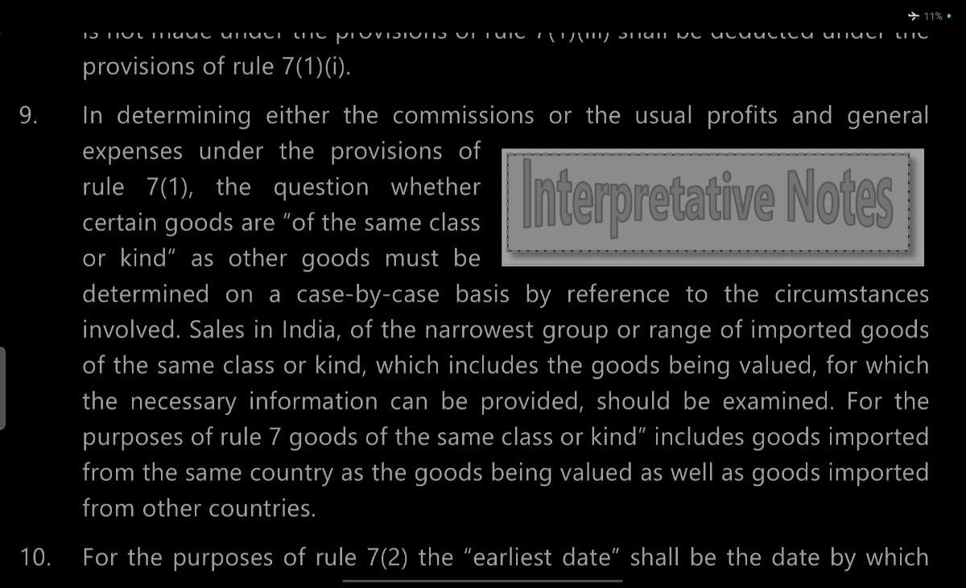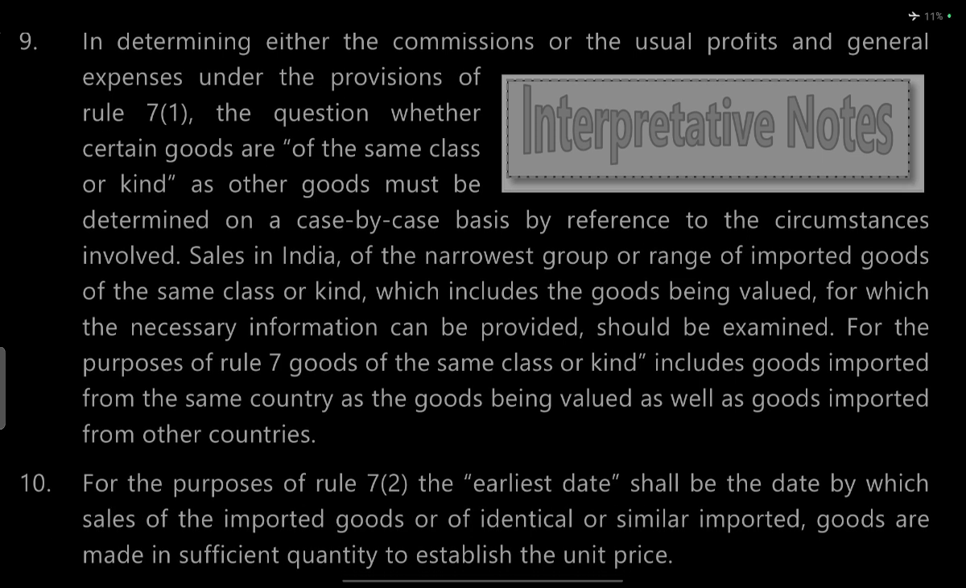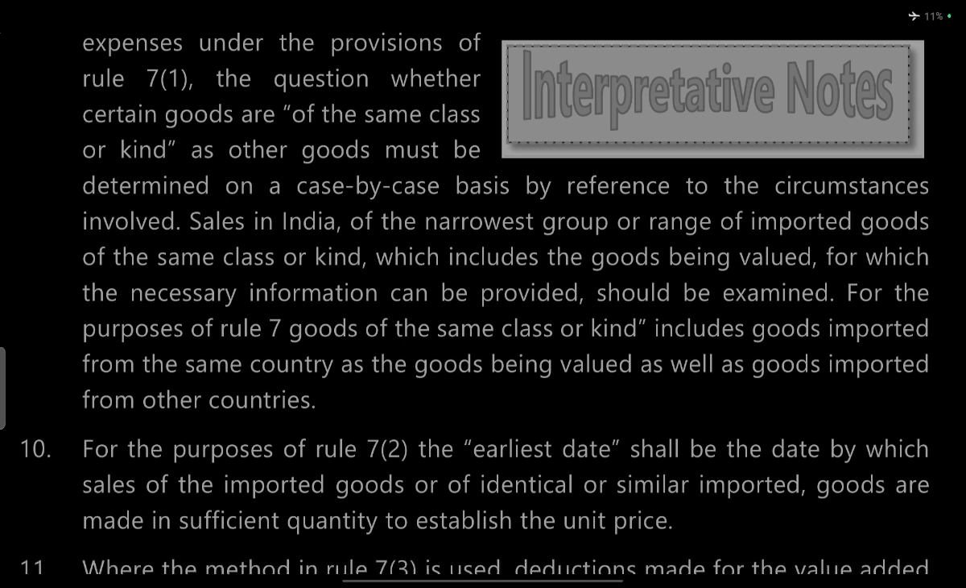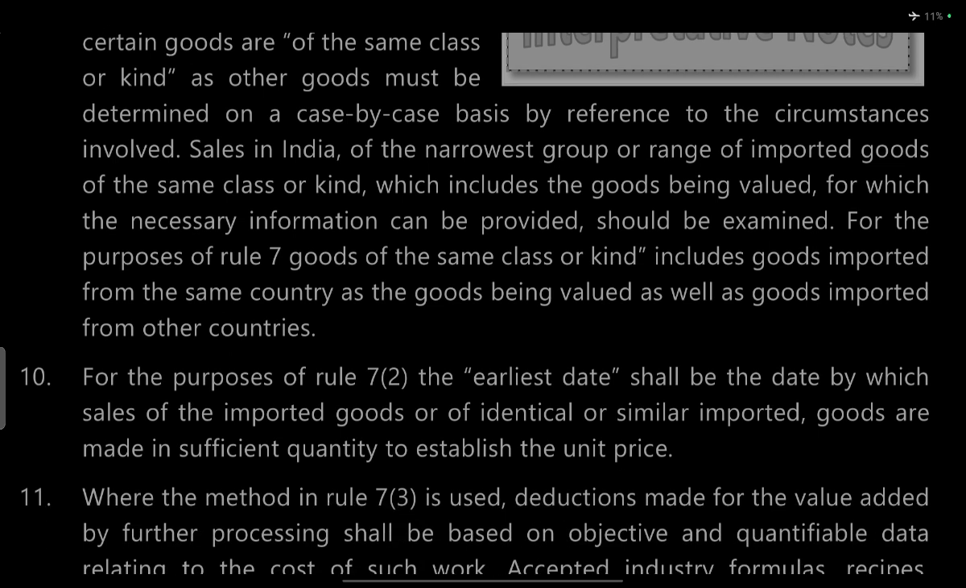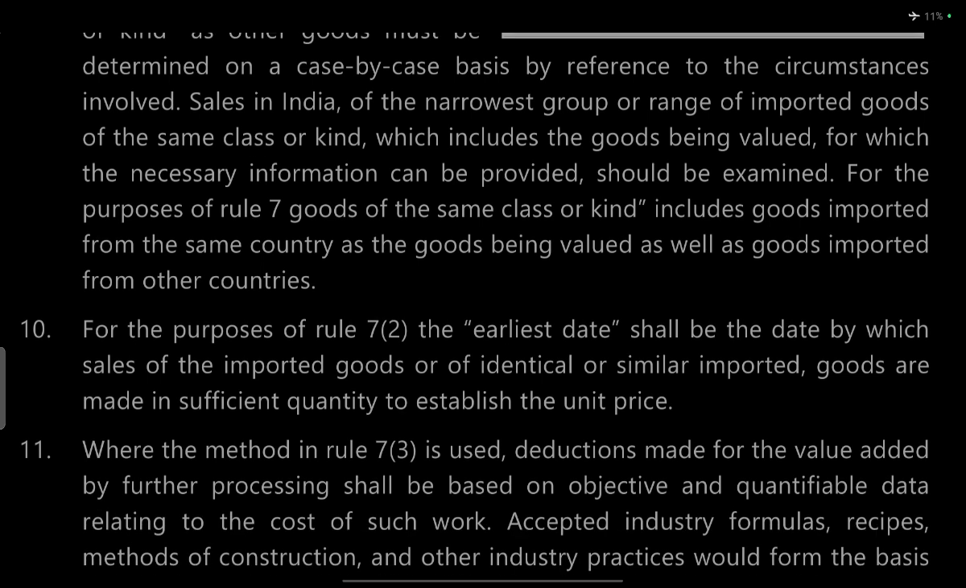The question whether certain goods are of the same class or kind as other goods must be determined on a case by case basis, by reference to the circumstances involved. Sales in India of the narrowest group or range of imported goods of the same class or kind, which includes the goods being valued and for which the necessary information can be provided, should be examined for the purpose of Rule 7. Goods of the same class or kind include goods imported from the same country as the goods being valued, as well as goods imported from other countries.